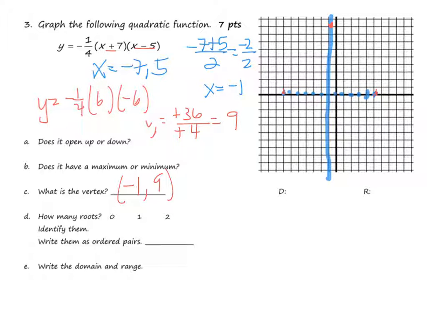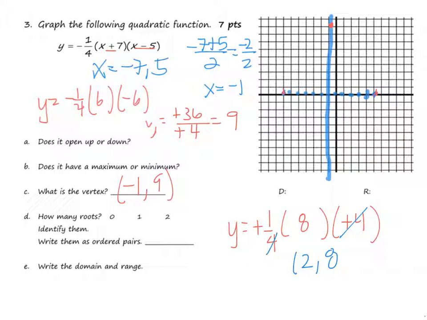So over here, we're going to write y equals -1/4 times, and we're going to plug in +1. 1 plus 7 is 8. 1 minus 5 is -4. I'm going to do negative times negative is a positive. And you can either cancel or you could say 32 over 4. I'm going to cancel this 4 on the bottom with this 4 on the top. And I'm going to be left with y is 8. So when x is 1, y is 8.